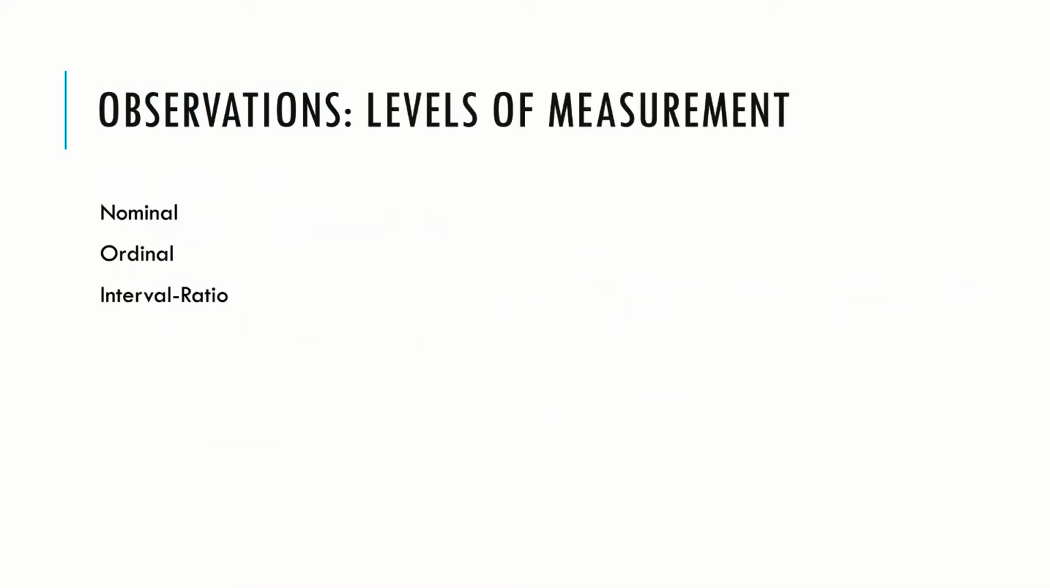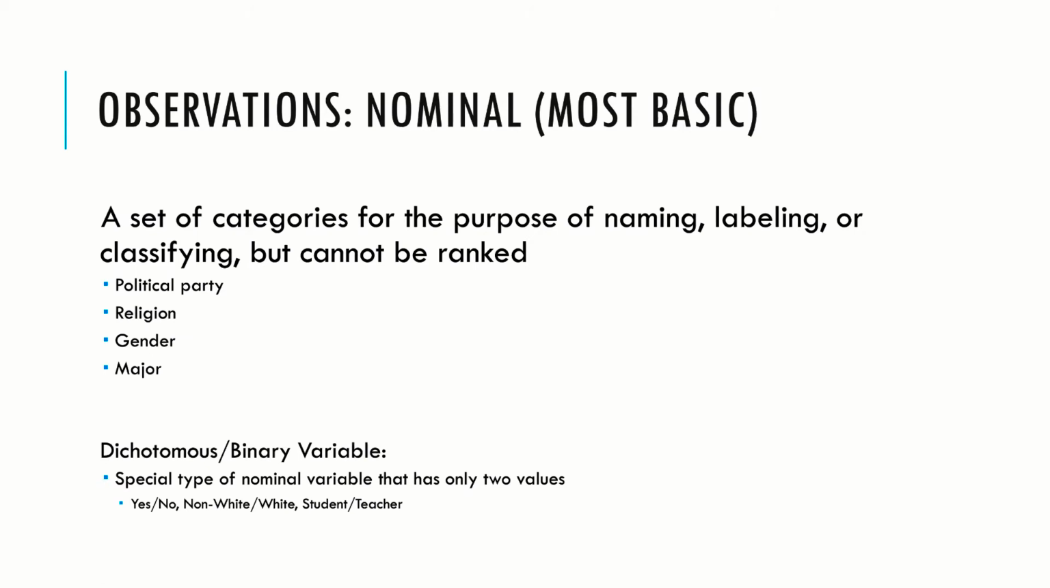We have these 3 levels of measurement: nominal, ordinal, and interval ratio level variables. I clump interval ratio together because interval and ratio are very similar. One just has a natural 0 point. So most of the time when you say interval, you're implying interval ratio. So I'll keep it at 3. The most basic level is nominal. All it is is a set of categories.